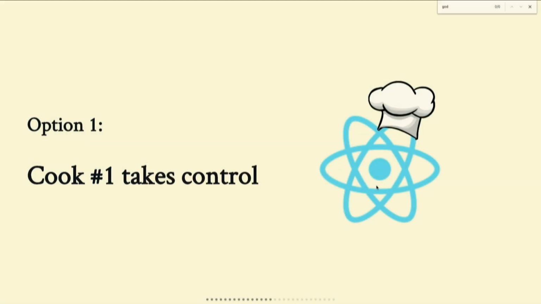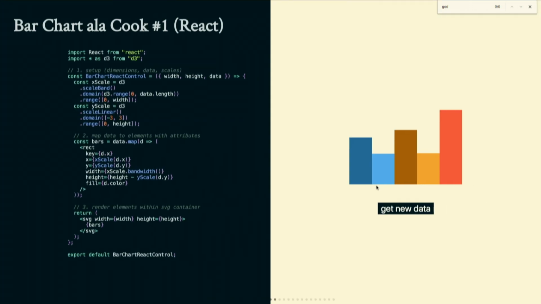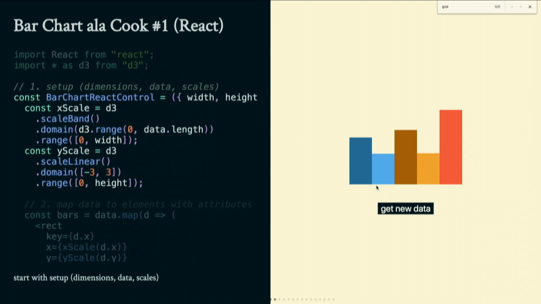So the first example, cook number 1 takes control. Our first cook, obviously being React. So this is the classic React that we know and love, but it's just going to be using some functions of D3 almost as a utility library for calculations. So here we have a functional React component. We start with setup, setting up the scales in this case.